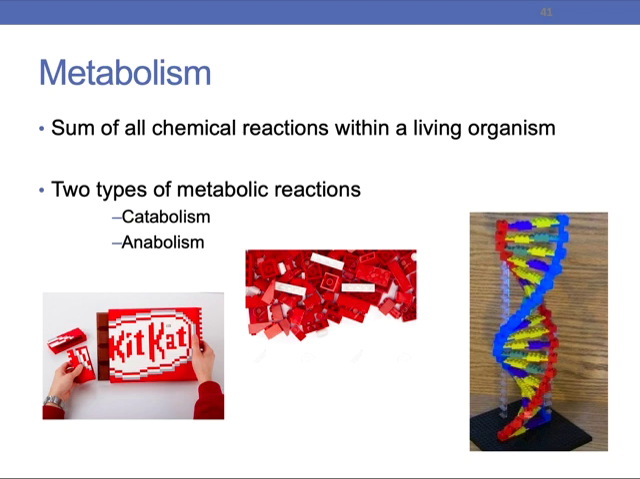So metabolism is the sum total of all the chemical reactions that occur within living organisms and help them to maintain life, carry out the various processes that they need in order to thrive as living organisms. There are two basic types of reactions that come together and are described as metabolic processes. And those are catabolism and anabolism.